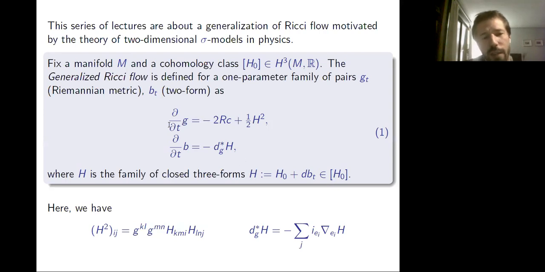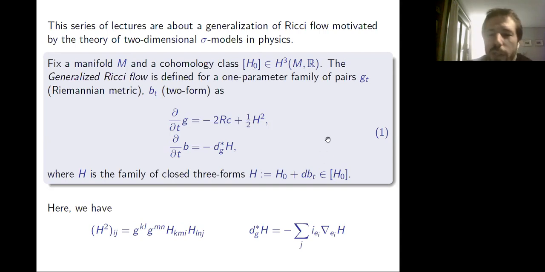We have just modified Hamilton's equation for Ricci flow by adding the symmetric tensor, which depends on a 3-form. I didn't say, but H is a family of closed 3-forms, which is hooked up out of the given representative of the cohomology class H0 by adding the differential of the 2-form depending on time.